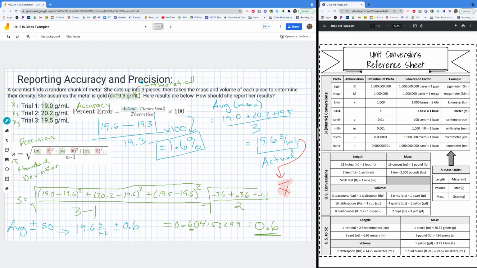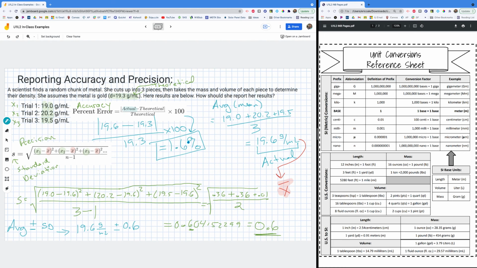If it helps with percent error, if you want to trade out the word actual for experimental, so it makes a little bit more sense, sometimes that's an easier way to remember. I always just think of actual as being what I actually get in the lab. Theoretical is what theoretically it should be. But it might make more sense if you do experimental minus theoretical.